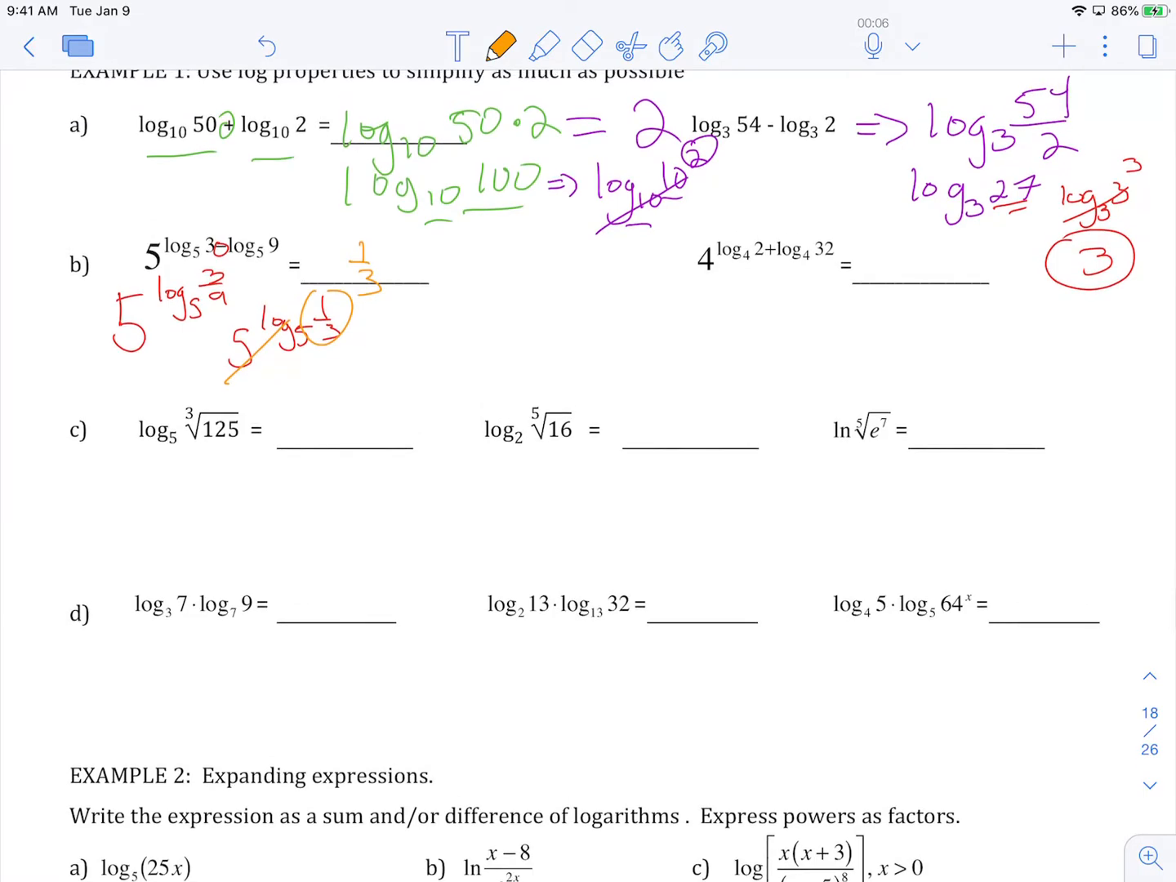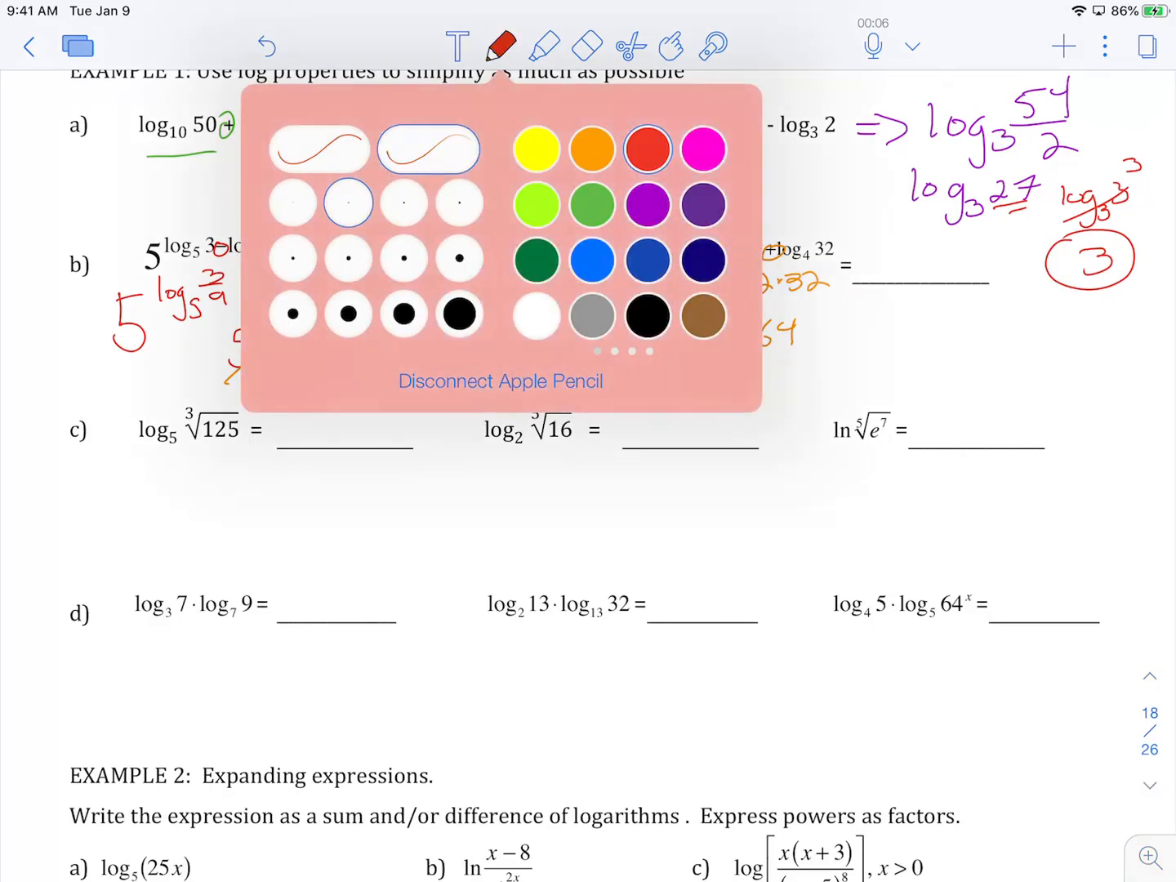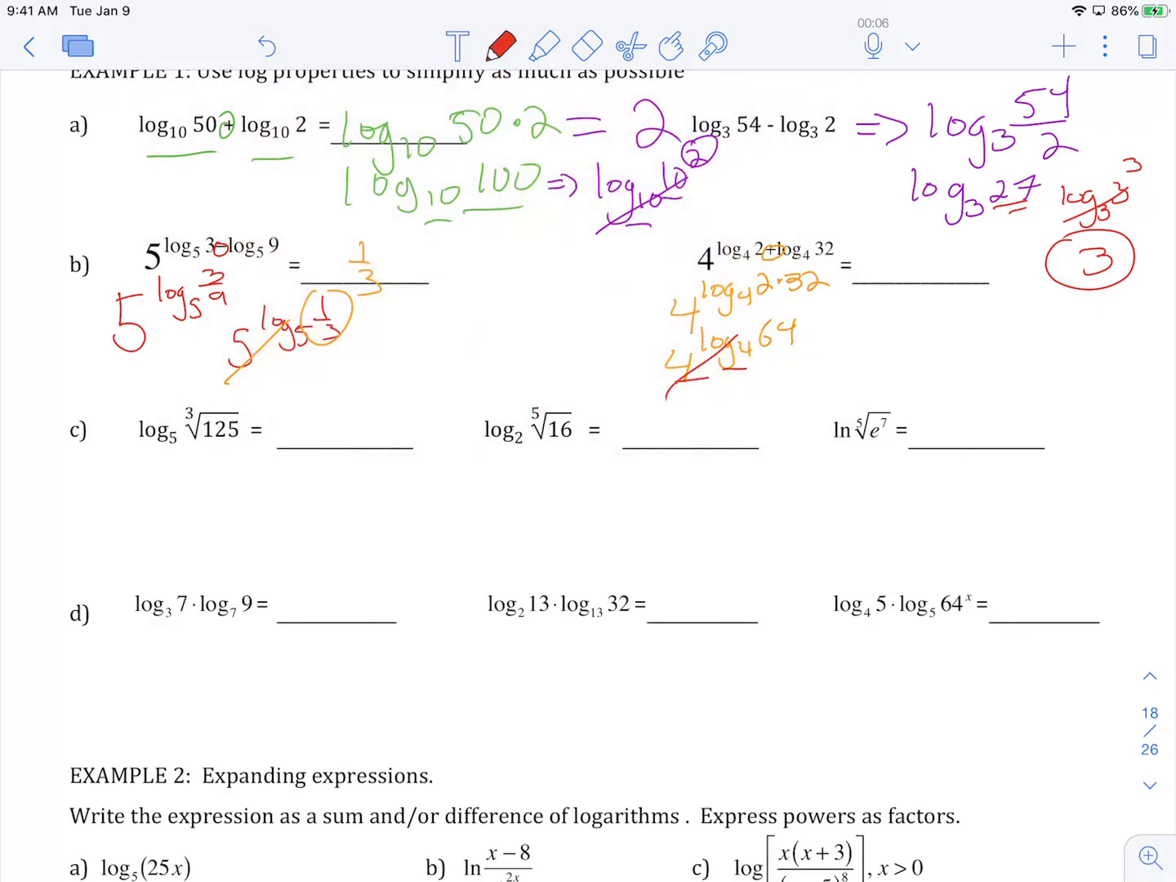Okay, so same thing here. 4 to the, we're adding here, so it's log base 4 of 2 times 32. So it's 4 to the log base 4 of 64. And again, these are the same base, so they kind of cancel out here, and we're left with just 64.